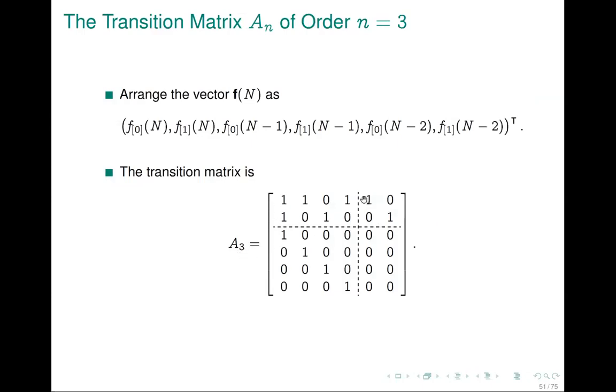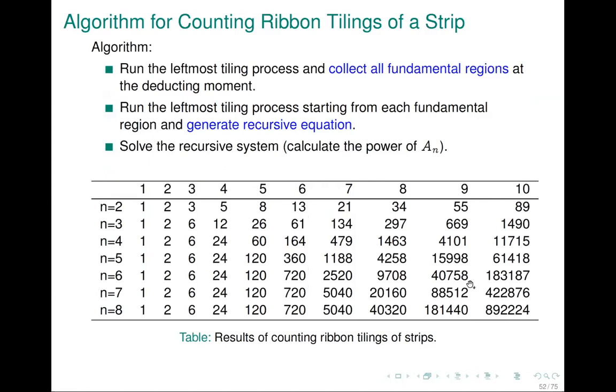So A3, for example, looks like this. This part is 0, here is identity, here is identity. Maybe a summary of how I get this matrix A_n: I could run the leftmost tiling process and collect all fundamental regions, or as Professor Kargin said, I can also use boundary sequences to build it. After this, I run the process again, starting from each fundamental region, generate the recursive equations, and write down the matrix A. The next thing is just to solve this recursive system, which is basically calculating the power of this matrix.